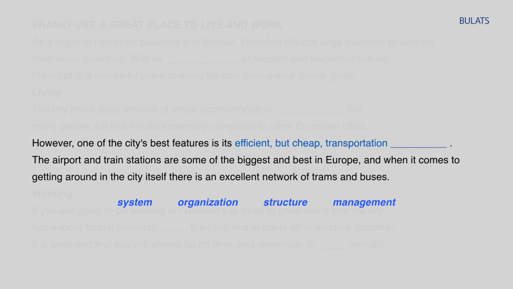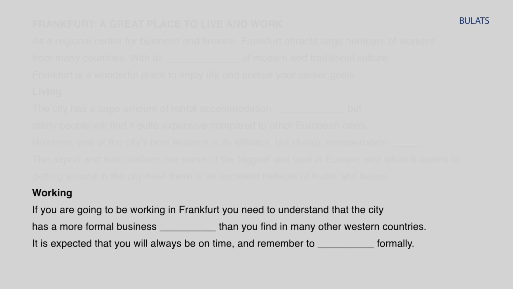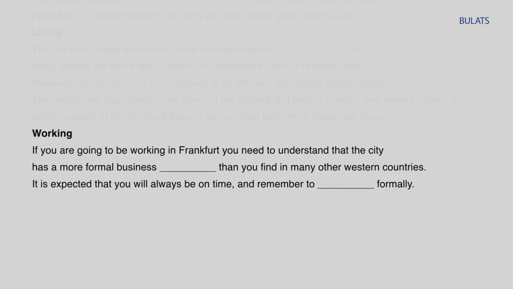So it's an efficient but cheap transportation X, and it includes an airport, train stations, and a very good network of trams and buses. So which word are you going to choose? Even if you're not 100% sure which word is often used with transportation, all of these things should sound like a system. So transportation system is what this is all describing. Let's quickly look at our last 2 gaps.